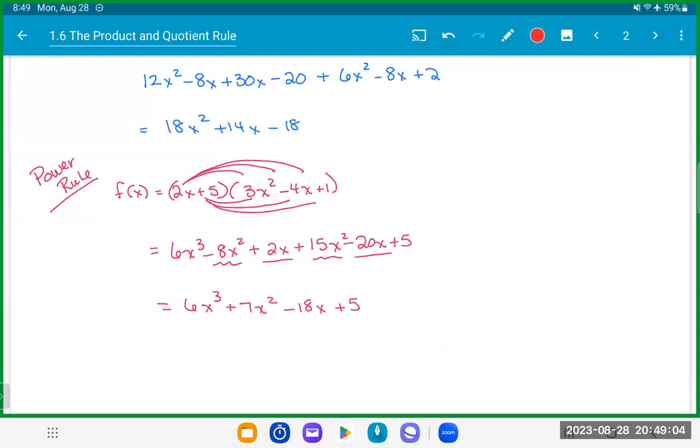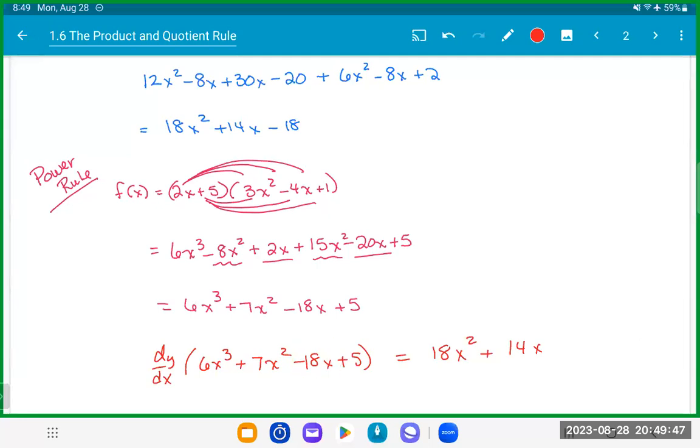Okay, so I want to take the derivative of that. dy/dx of 6x cubed plus 7x squared minus 18x plus 5 is going to give me: the derivative of this gives me 3 times 6 is 18x squared, plus 7 times 2 is 14, minus 1 off the exponent. So that's going to just give me 14x.